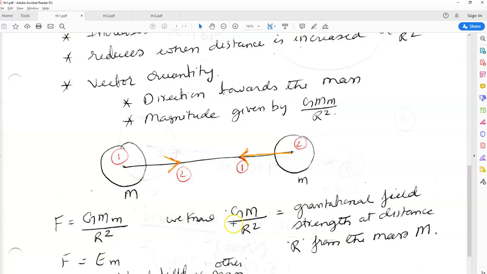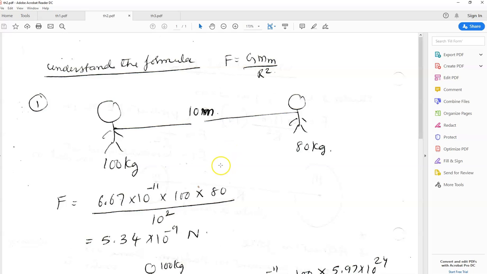In my previous video we have seen that G M by r squared is nothing but the gravitational field strength at a distance r from the mass M. If you substitute here, you will end up getting the force equals the gravitational field times the mass. So it's worth understanding this formula rather than just memorizing it.